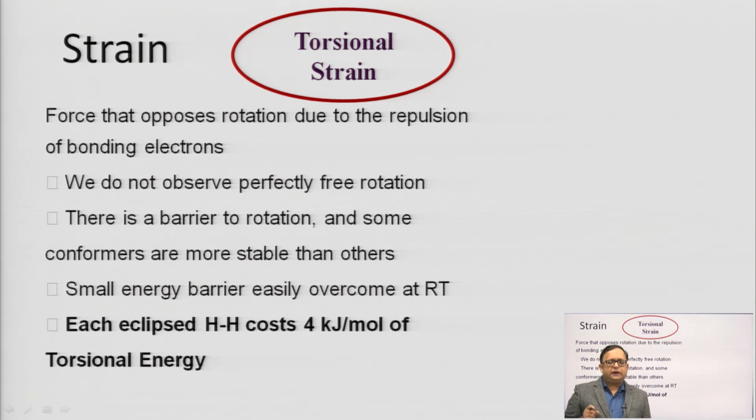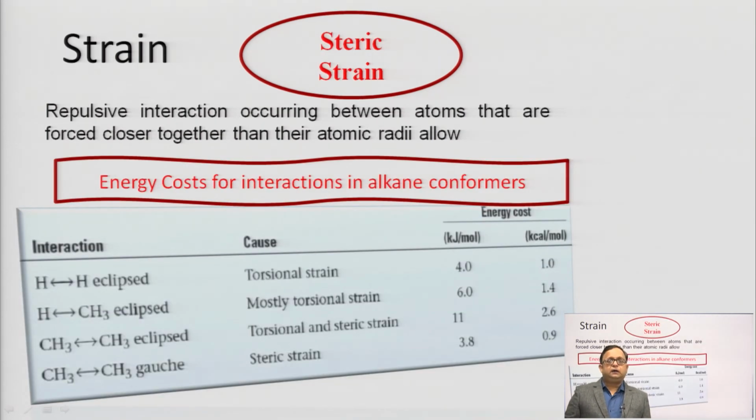So, torsional strain is again due to the electron cloud, and this inhibits free rotation. This is the hindrance, the inhibition that creates restrictions to free rotation. Steric strain is due to the volume of the atoms, and we can observe these differences very easily through this table. If it is hydrogen, the difference is 4 kilojoules.